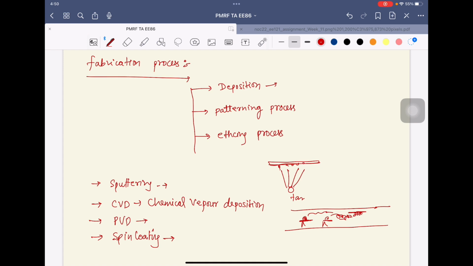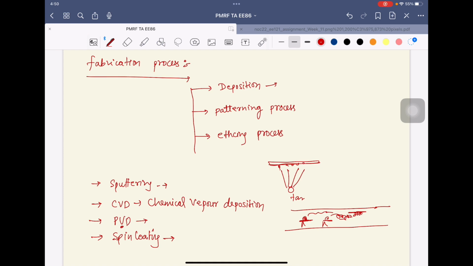And the PVD is also like this, here we change the material into vapor by physical means like heating or some electric sparking and all these things.